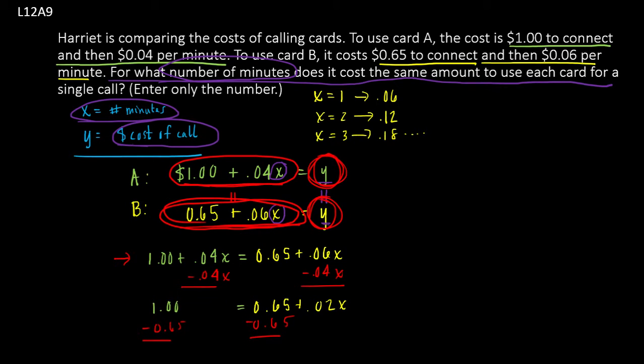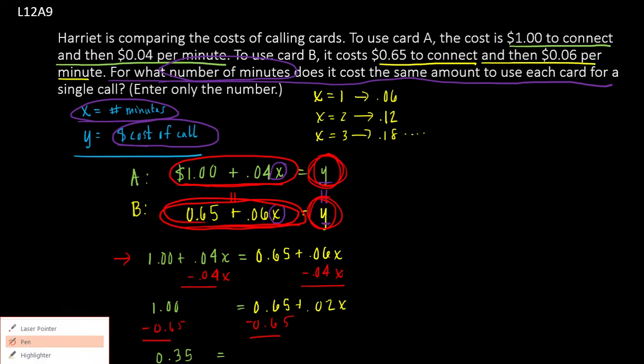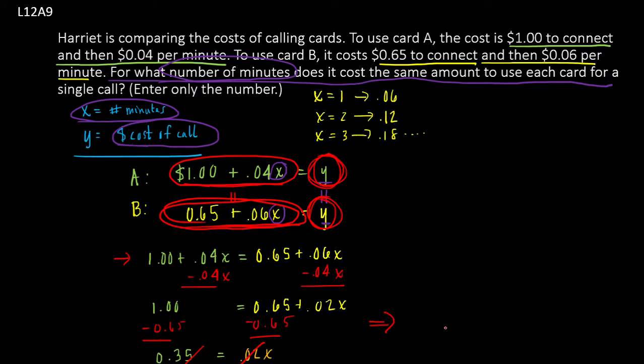And that gives me, let's see, that would be 35 cents is equal to 0.02x. Now I divide by 0.02 on both sides. And finally, I find that x is equal to 17 and a half. So this is saying that at 17 and a half minutes, the calls cost the exact same whether I'm using card A or card B. So for this amount of time and only this amount of time, it wouldn't matter which card you used.